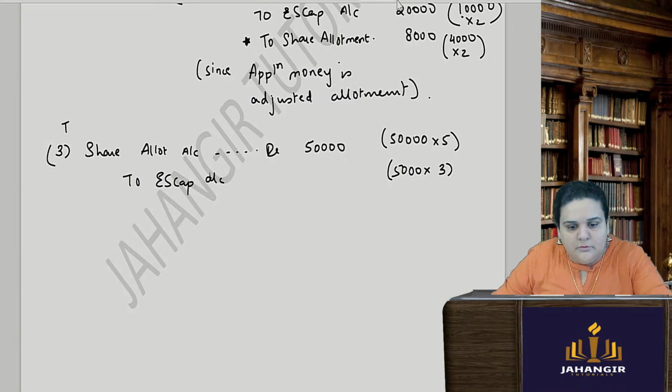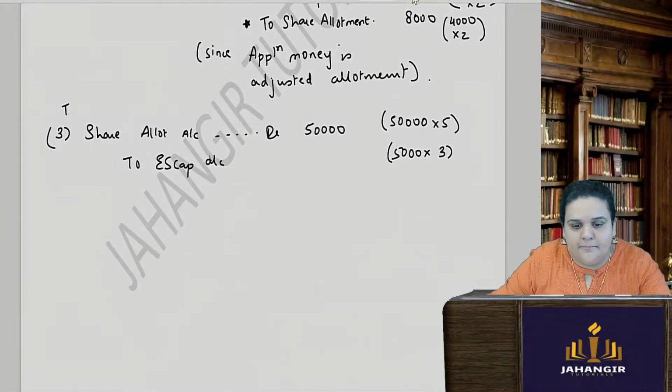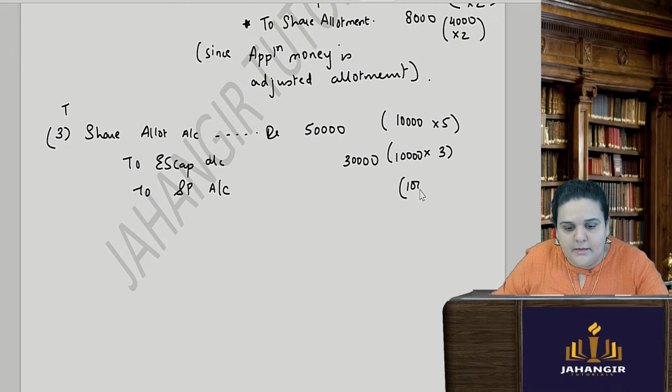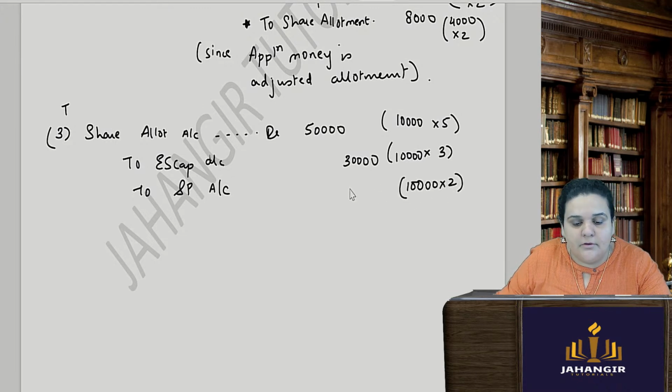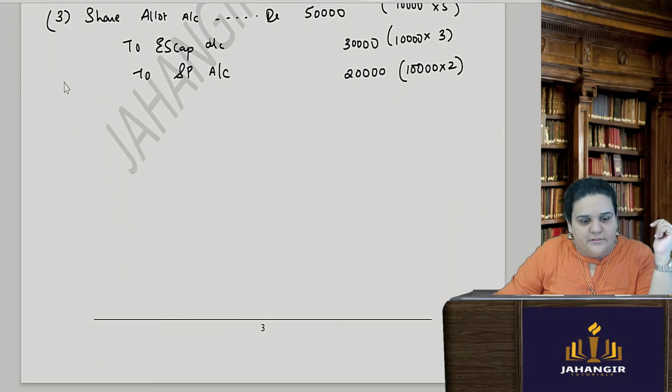Not 50,000, sorry, 10,000 shares. 10,000 shares into 5, and 10,000 shares into 3, so this is going to be 30,000. To securities premium account: any money received as a premium by the company on the shares is transferred to a separate account, the securities premium account. Okay, so this is done. Now the transfer stage is over.